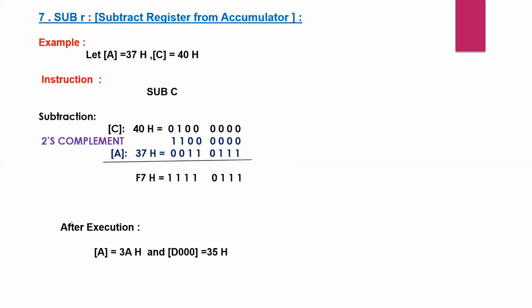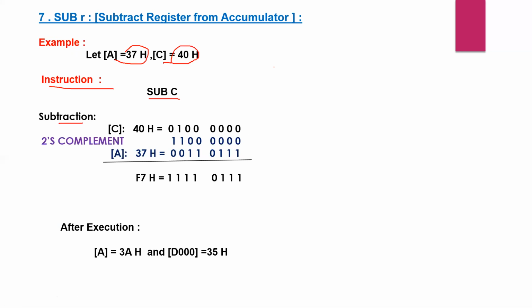Now next instruction is SUB R, that is subtract a register from accumulator. In this instruction, the content of a register R are subtracted from the content of accumulator and the result is placed in accumulator. For example, let accumulator has data 37H, C has data 40H. Instruction is SUB C, means subtraction.